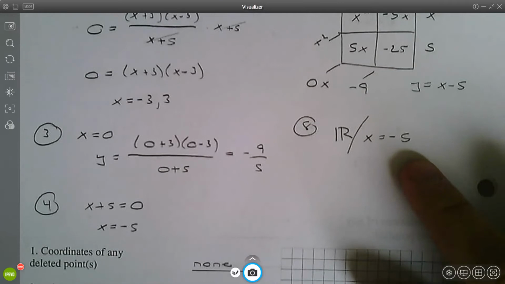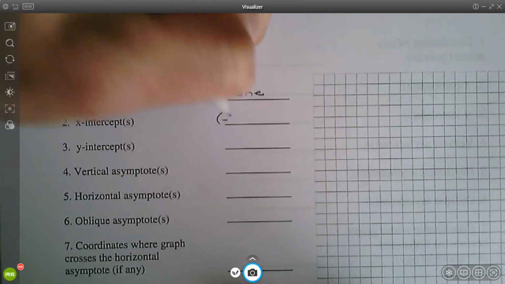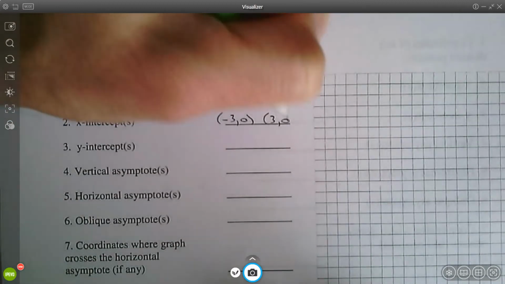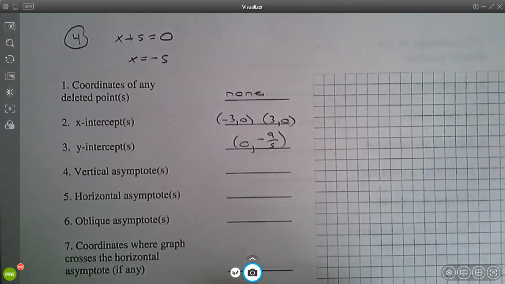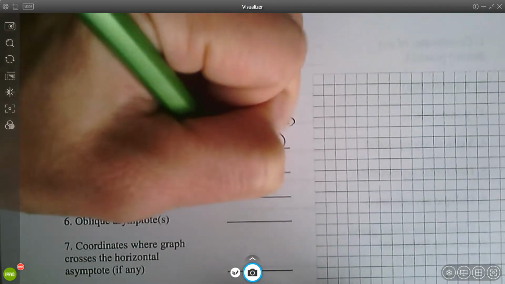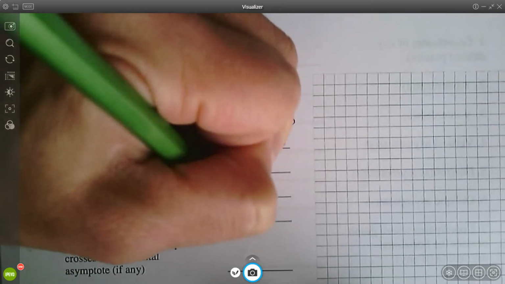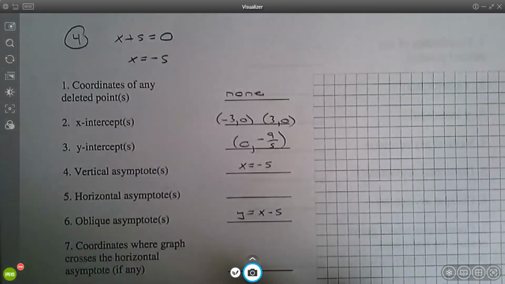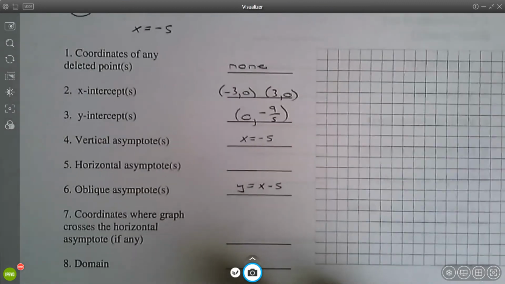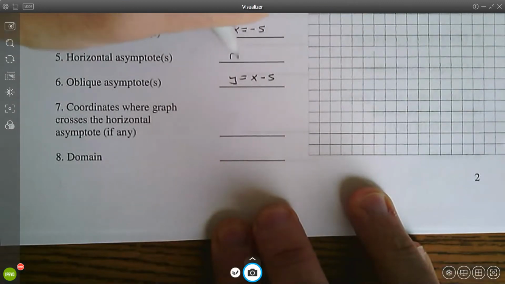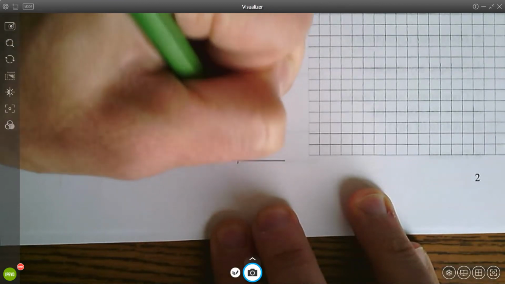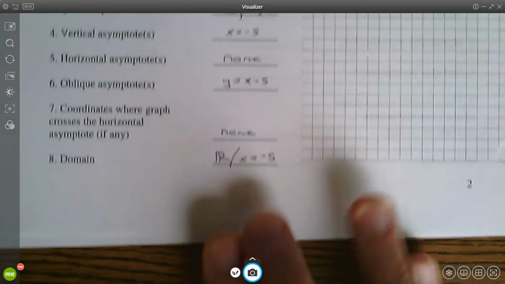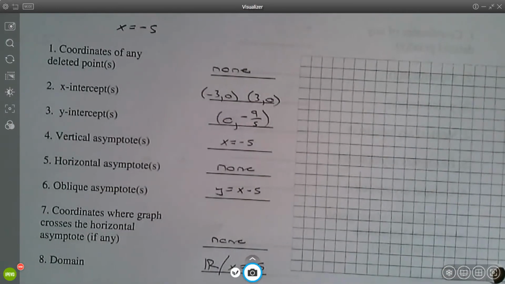So just filling this in on the bottom, no deleted points, x-intercepts are negative 3, 0, and positive 3, 0. Y-intercept is 0, negative 9/5. Vertical asymptote, x equals negative 5. Horizontal is none. Oblique, y equals x minus 5. Nothing for number 7. So 5 and 7 are none. And the domain, all real numbers except x equaling negative 5. All right, then we want to graph this.